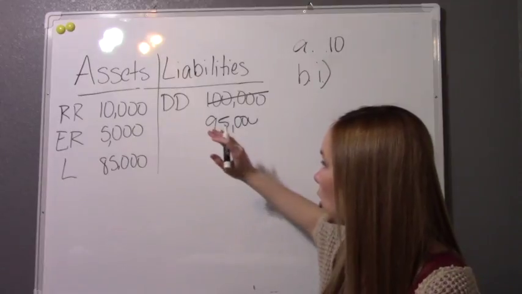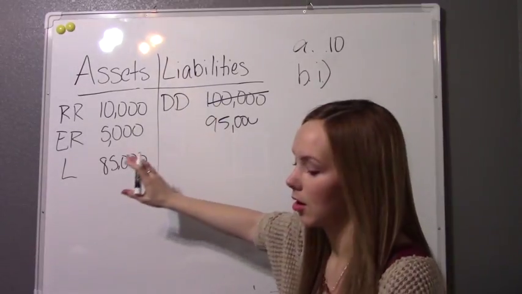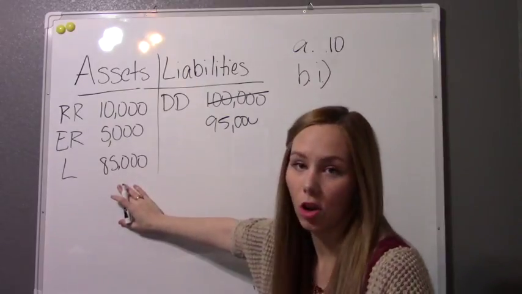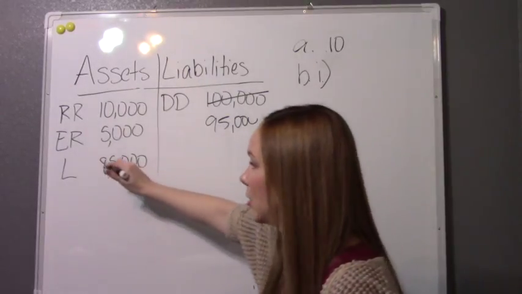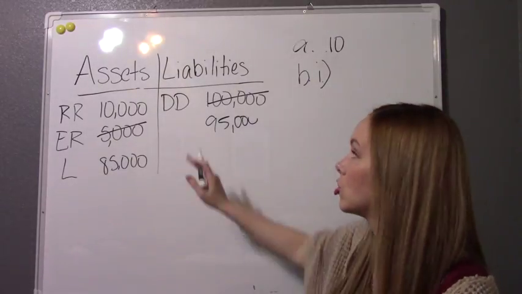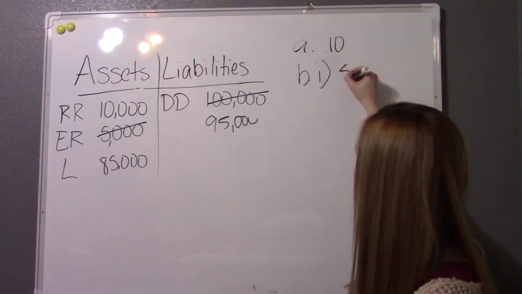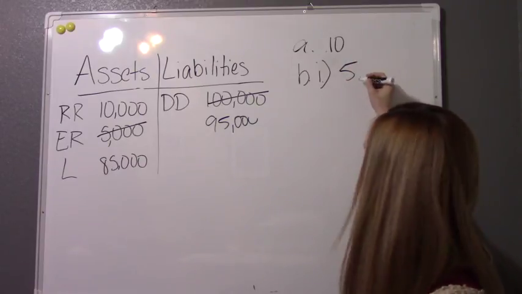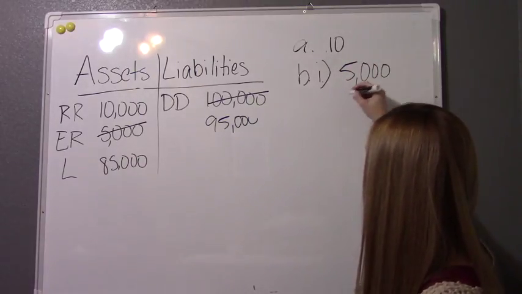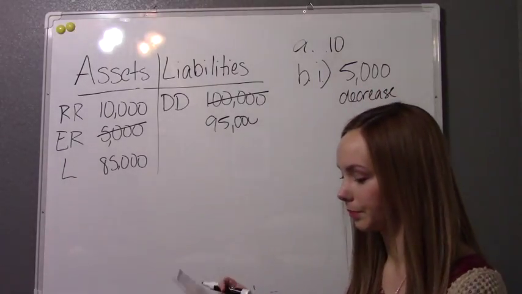So he takes $5,000 out of his account. If this is going down by $5,000, the reserves also have to go down by $5,000. In this case, they would just take out those excess reserves and give all that money to Lewis because he withdrew that money. So for the first part, they would change by $5,000. So a $5,000 decrease.